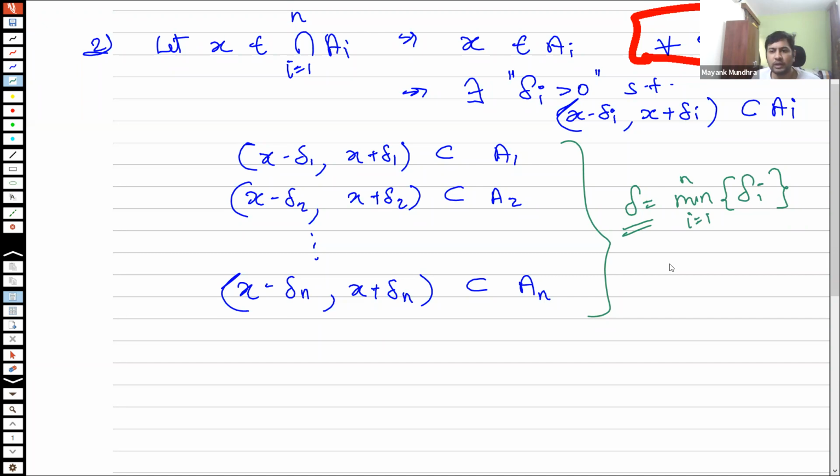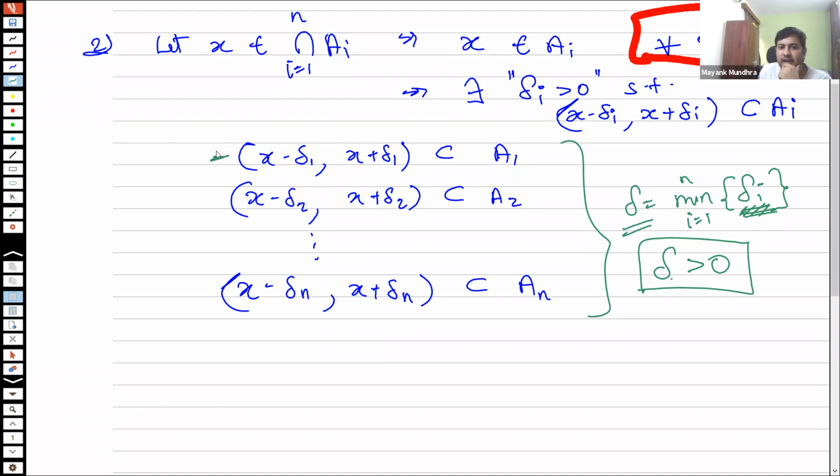Okay. Now this delta is definitely positive because I have a finite number of deltas. It could be 1, it could be 10, it could be 100, it could be 1000, it could be 1000 to the power 1000. But as long as the number of sets is finite, the minimum of these is going to be one of the delta values itself. And so the minimum is going to be a positive number. So this delta is a positive number, and this delta is less than or equal to each delta i.